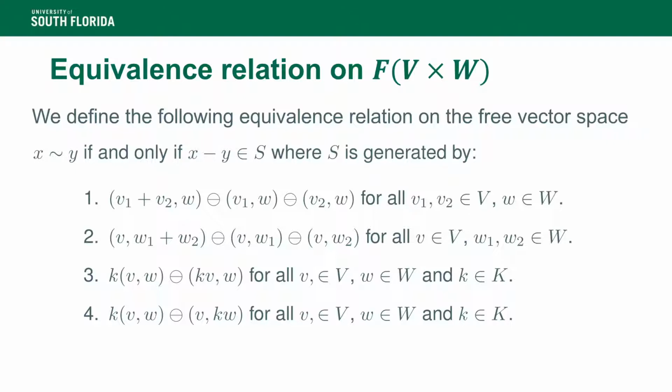We define an equivalence relation between elements of the free vector space. Now, we'll see in the next slide why we want an equivalence relation, but just in anticipation, that equivalence relation will serve us to identify elements that are equivalent to each other in the tensor product. But first, let's see how we could define an equivalence relation on the free vector space.